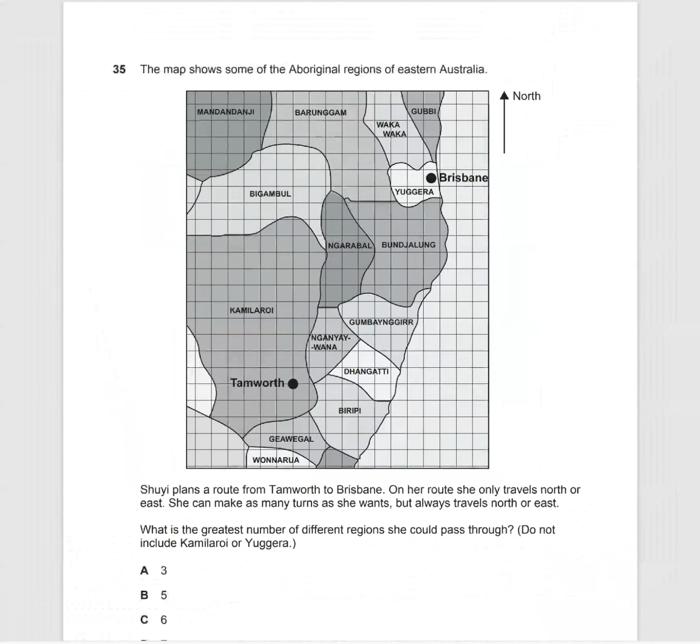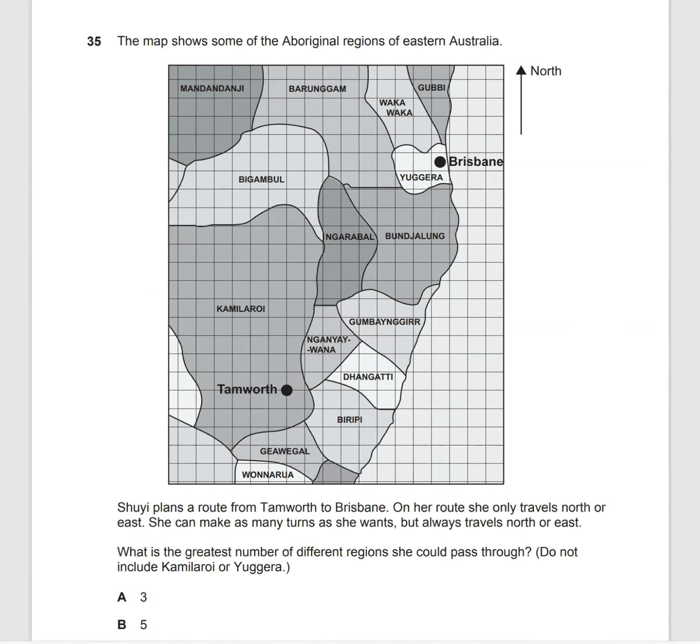And the last question. The map shows some of the Aboriginal regions of Eastern Australia. Shu Yi plans a route from Tamworth to Brisbane, which have been shown in bold here. On a route, she only travels north or east. So she can make as many turns as she wants, but always travels north or east. What is the greatest number of different regions she could pass through? Do not include Kamilaroi or Yugara.